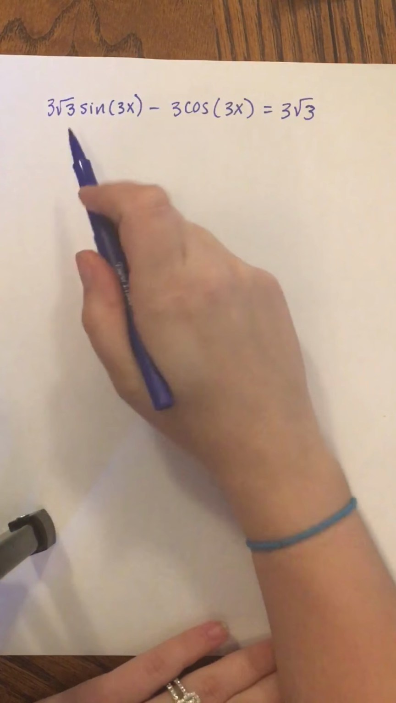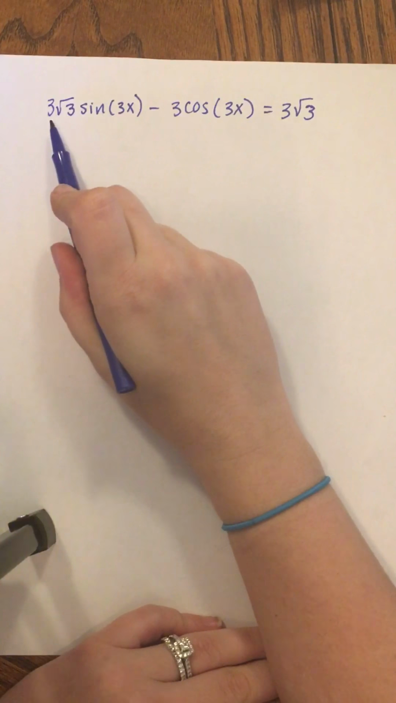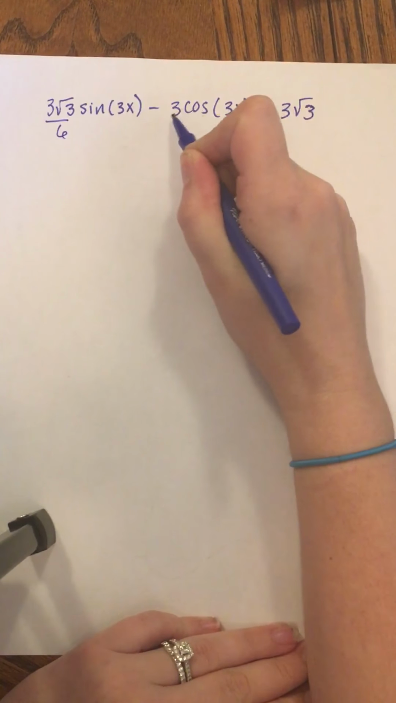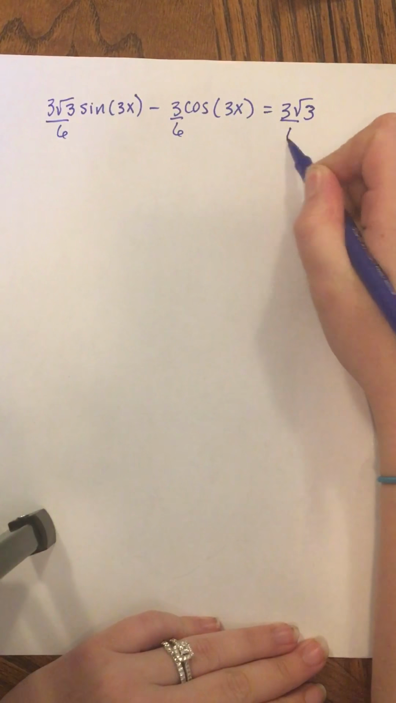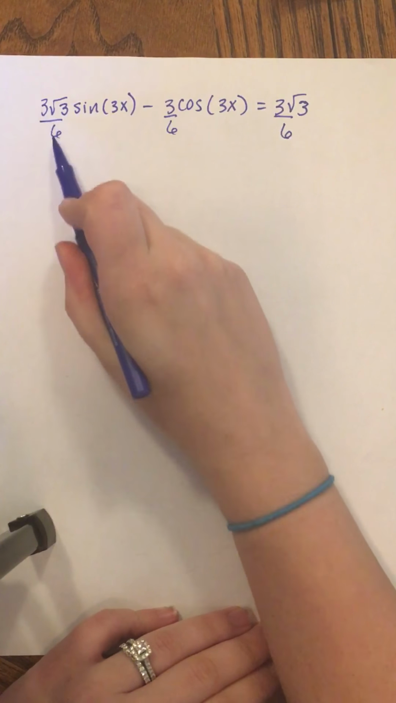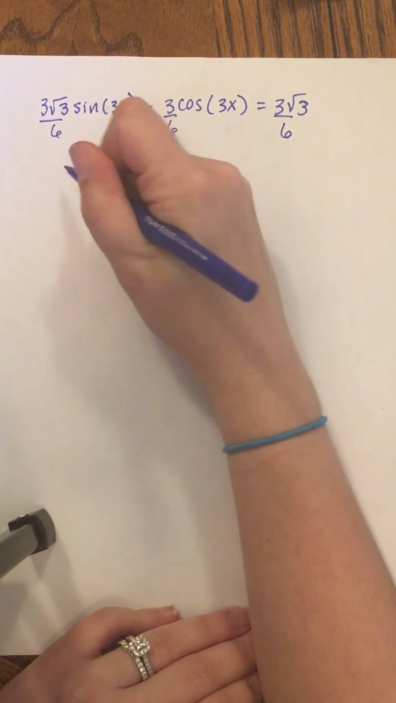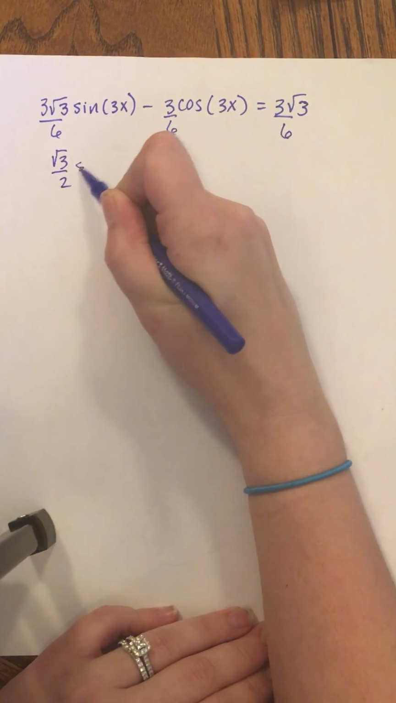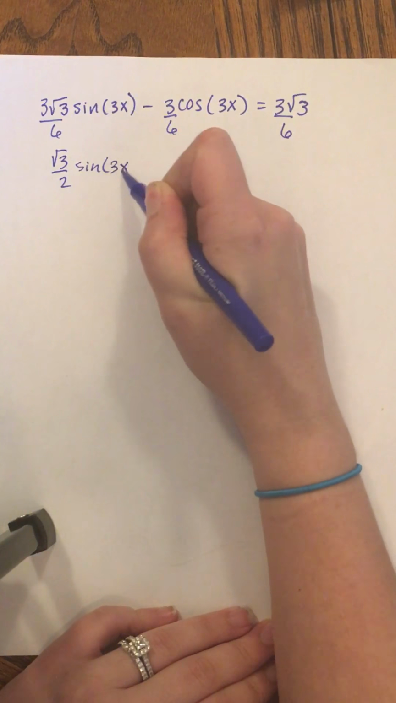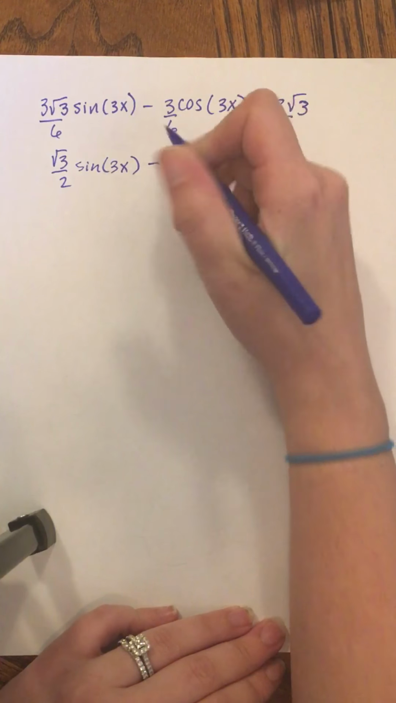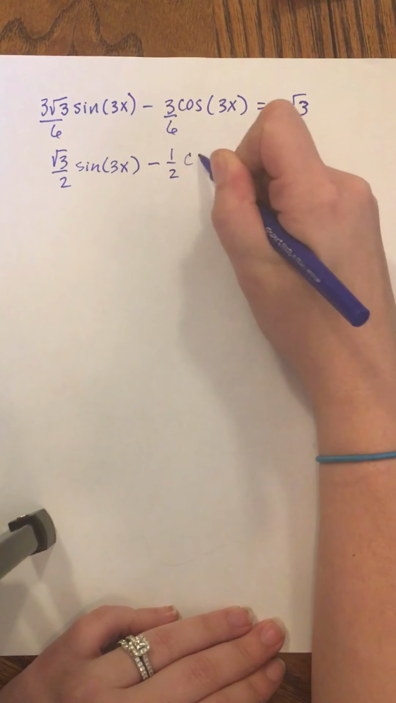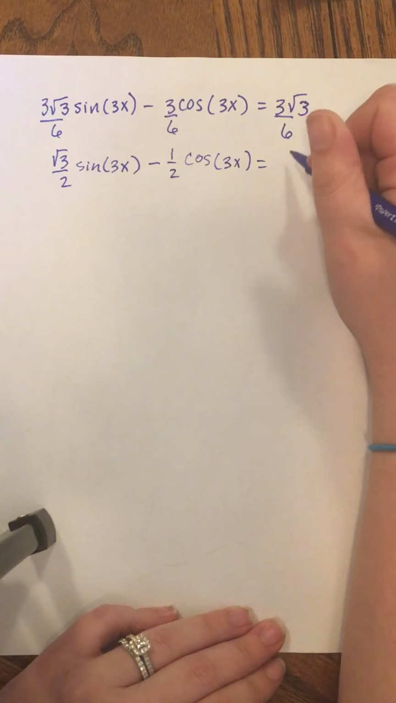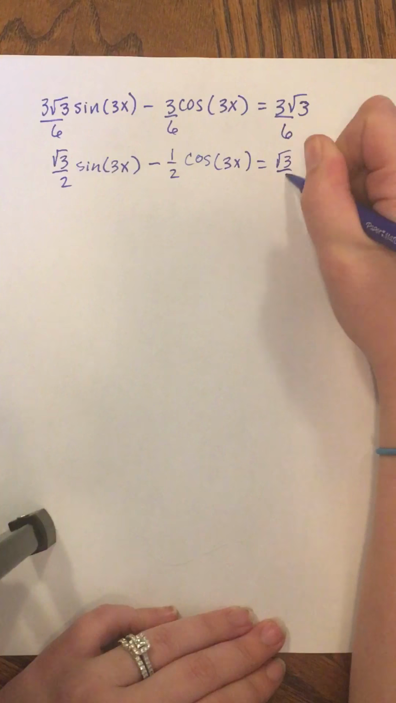Alrighty, so what we can do on this problem is start by dividing every single term by 6. And then once we do this, you'll see why we choose to do this. If you reduce the fractions, 3 goes into 6 twice, so this becomes square root 3 over 2. Bring down the sine 3x. Minus, reduce 3 over 6, you get 1/2. Cosine 3x equals, and then same thing here, this will become square root 3 over 2.